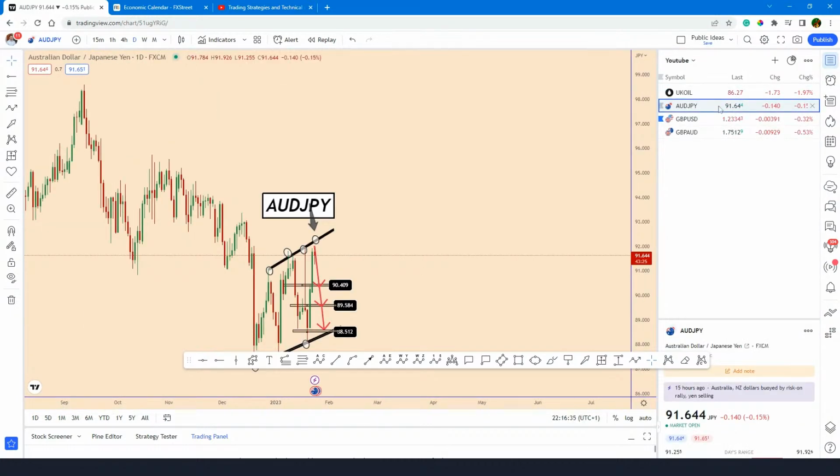The next one that we are going to look at is Australian dollar and yen.